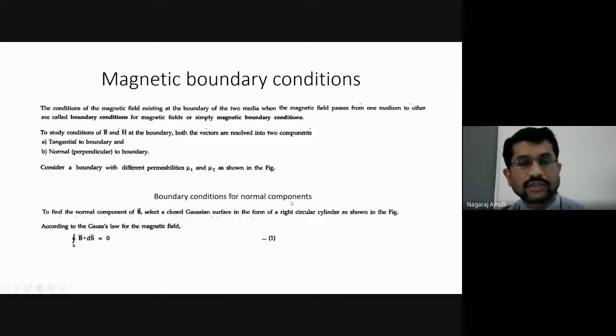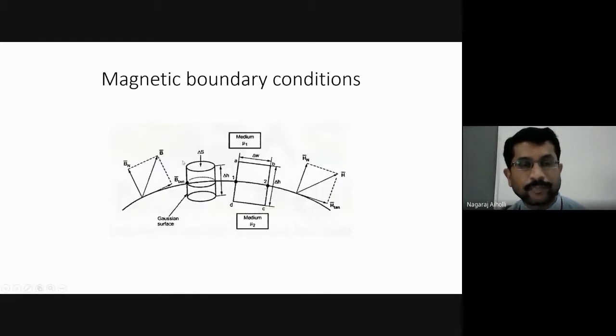Boundary conditions for the normal components. Let us first derive the boundary conditions for normal components. To find the normal component of B bar, select the closed Gaussian surface in the form of a right circular cylinder as shown in the figure. If we want to find the equation for the normal component of the magnetic flux density, we are considering a surface, and that surface is nothing but the right circular cylinder. A right circular cylinder is one in which the axis of the cylinder is perpendicular to the base. It is at right angle to the base, and hence it is called a right circular cylinder.